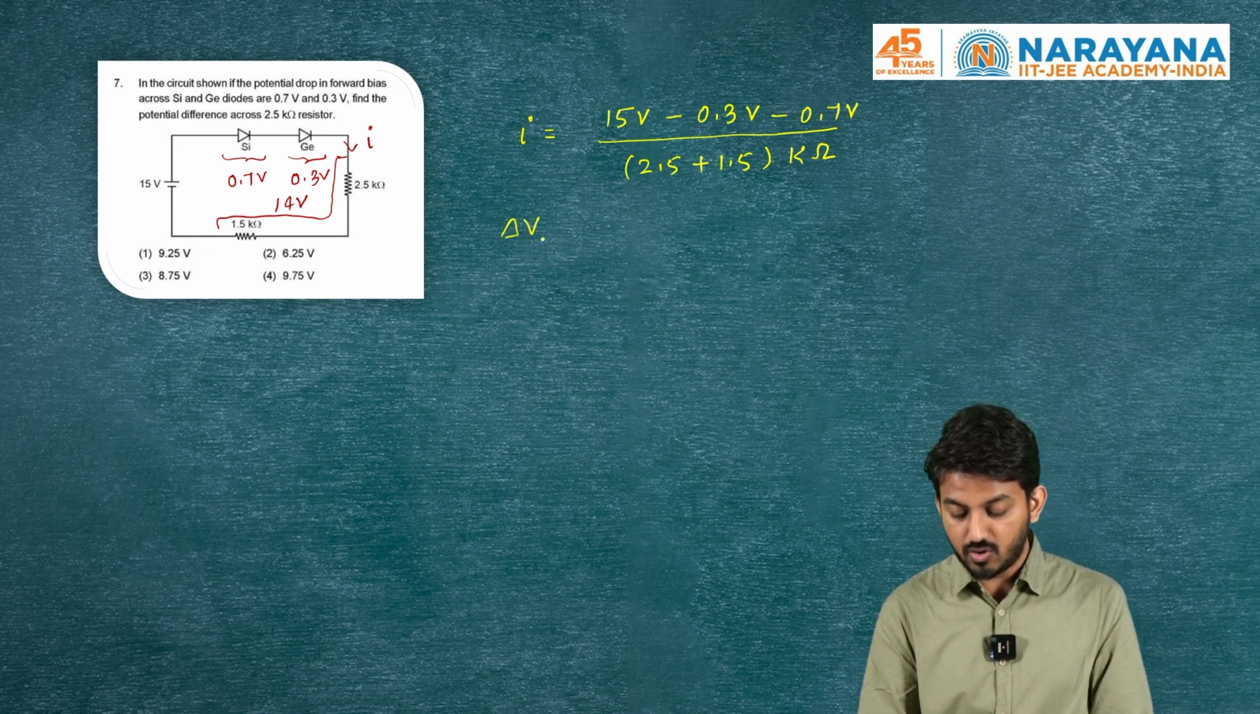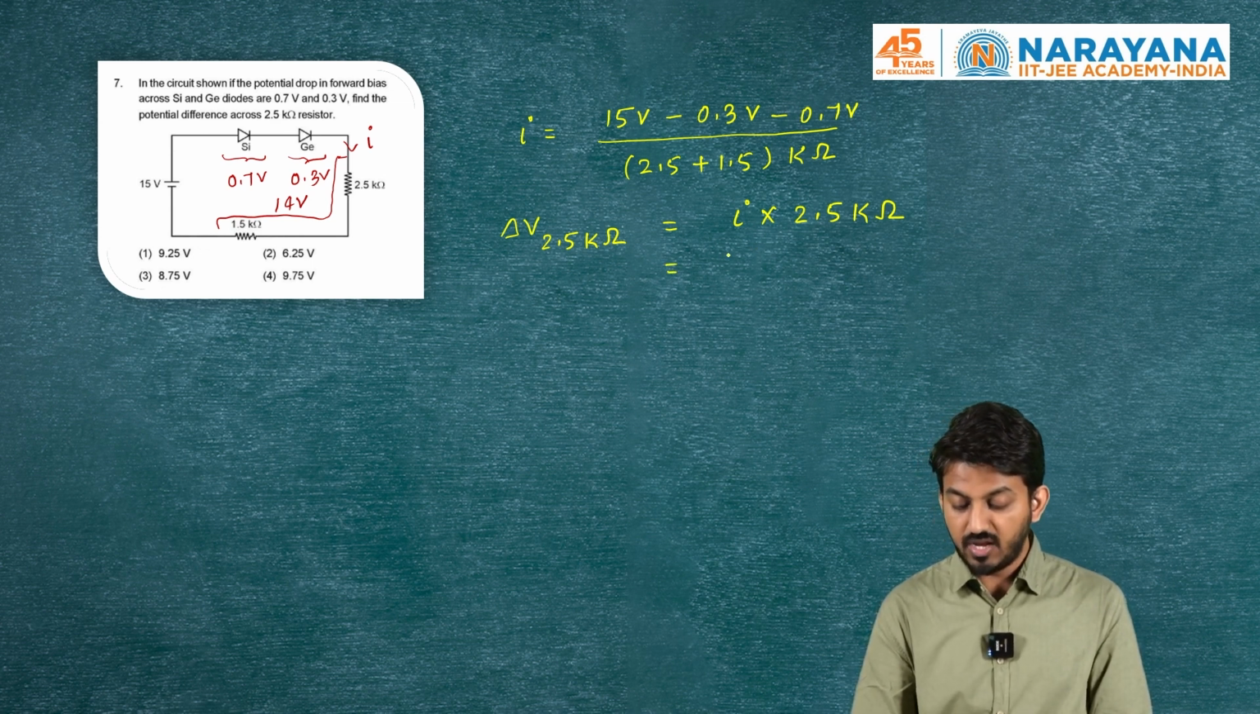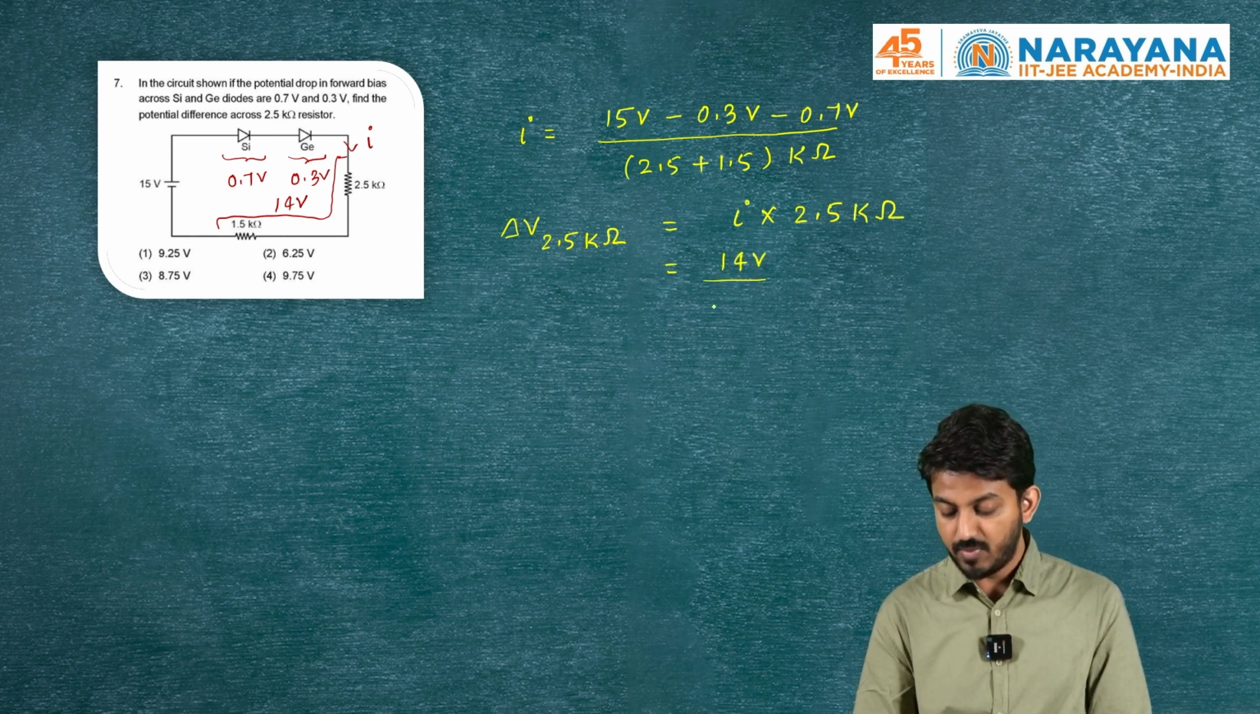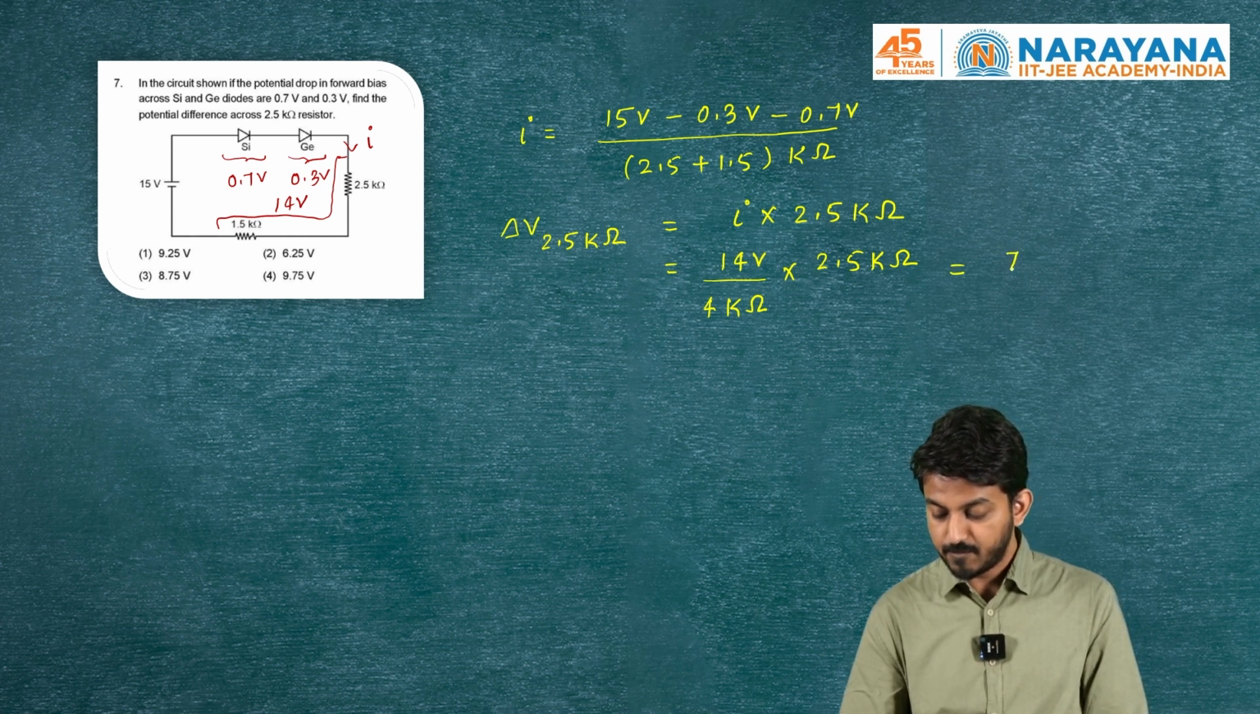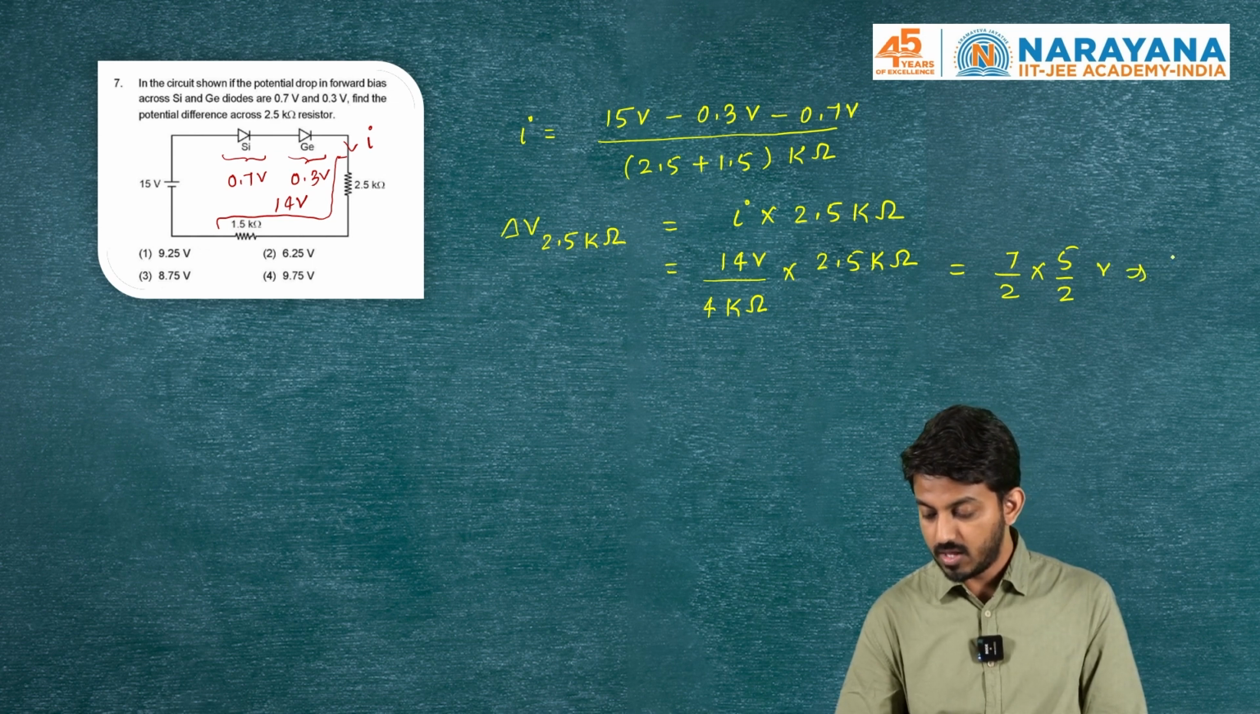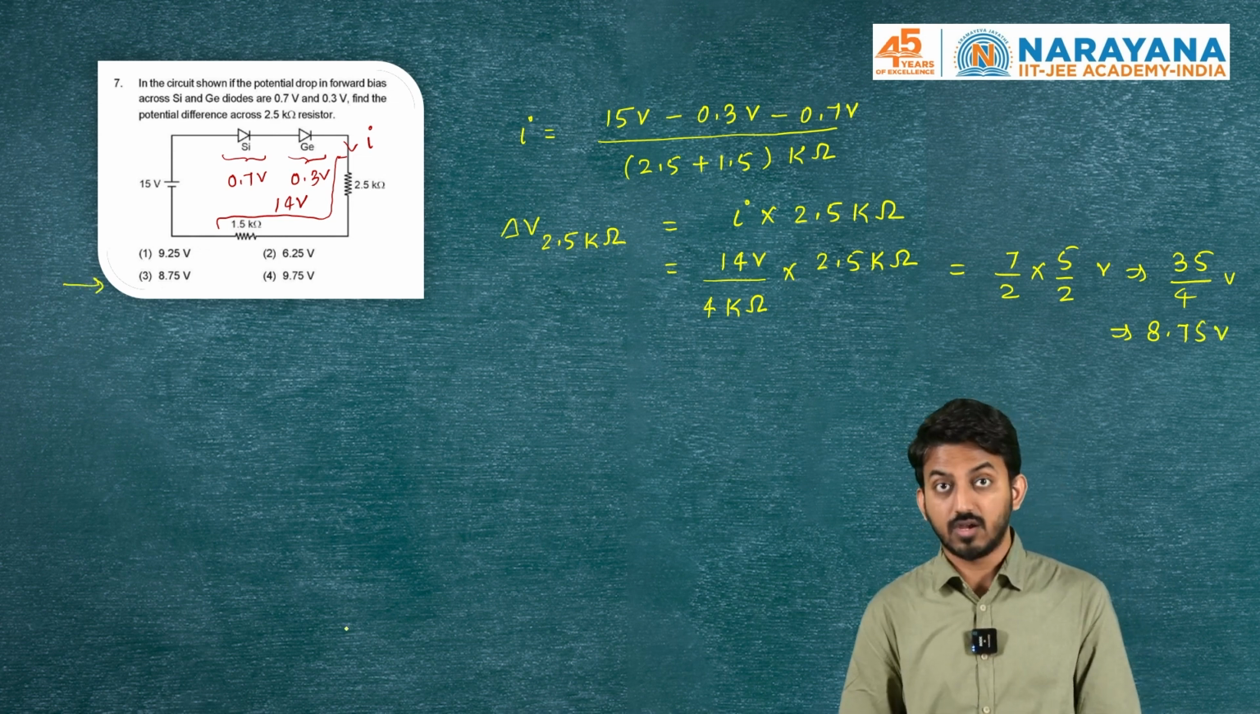Now, potential difference across the 2.5 kilo ohm resistor is going to be the current into the resistor, giving us the current comes out to be 15 minus 1, that is 14 volt, divided by 4 kilo ohm multiplied by 2.5 kilo ohm, giving us 7 over 2 multiplied by 5 over 2 volt, that is 35 by 4 volt, which is equal to 8.75 volt. Thus, our third option here is correct. Let's move on.